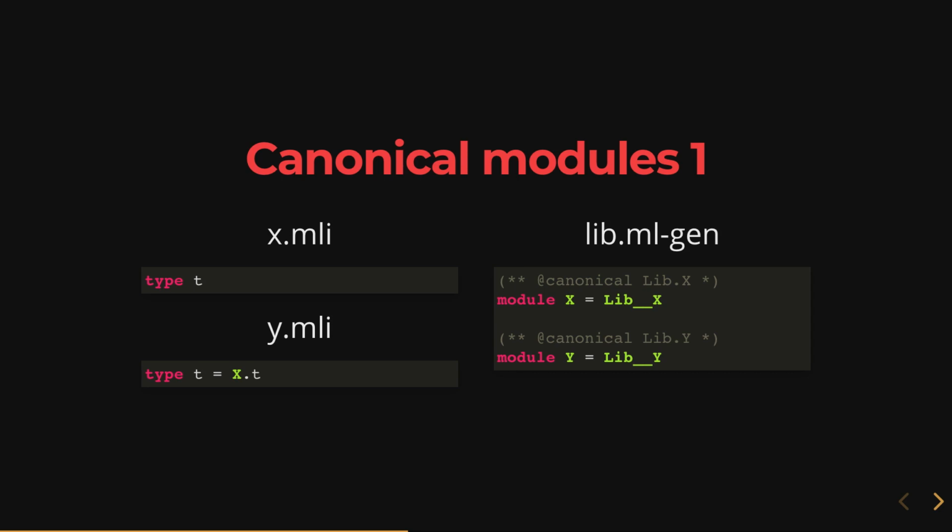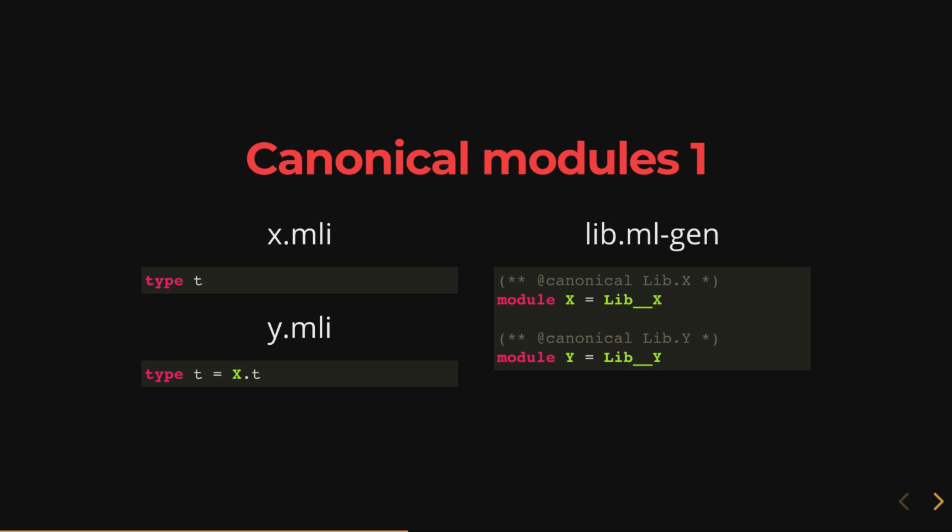When we then want to use this library, we refer to modules lib.x and lib.y and pretend that lib__x and lib__y don't exist. So how does Odoc deal with this? Well, because we work in the same way as the compiler, we deal with it in the same way that the compiler does. First, we compile the generated lib module.